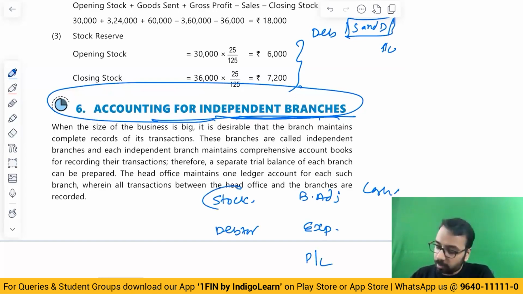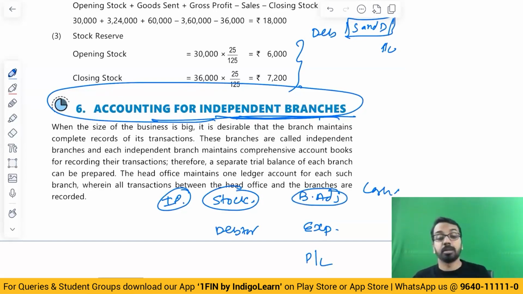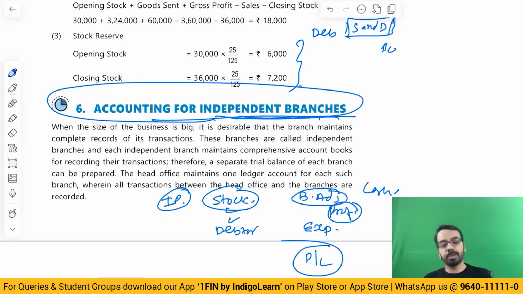Okay. Now, in stock account, you will record everything at the invoice price. Then in the branch adjustment account, you will have the items related to the stock reserves, profit on the stock, goods sent and goods received, goods returned, opening stock, closing stock. If there is any normal loss, full amount is written off from the stock account. And if it is abnormal loss, full amount is written off from the stock account. Profit element is written off from the branch adjustment account, and the cost element is written off from the branch P&L account. In the expenses account, you will capture all the expenses.